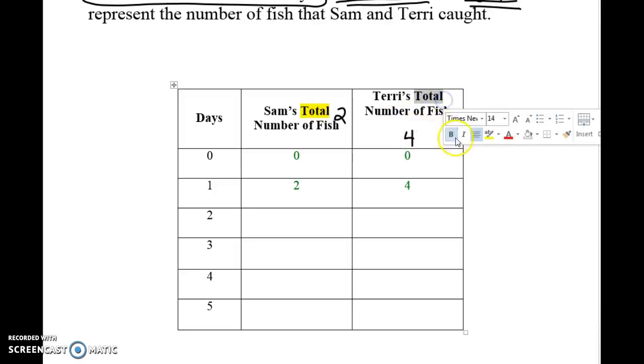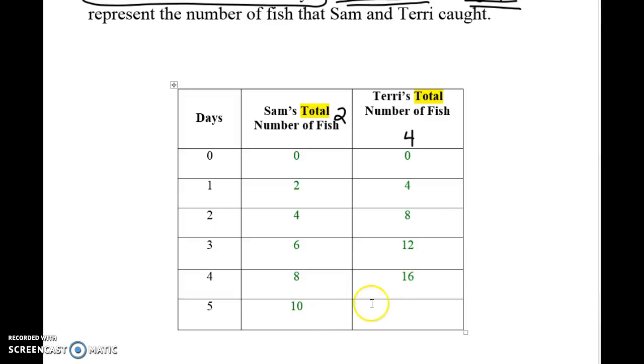So after day 2, how many fish has Sam caught in all? 4. And then what about Terry? 8. Each day is 4. So remember, all right, what do we have for 3? 6. And 12. 16. Okay. 10. 20.